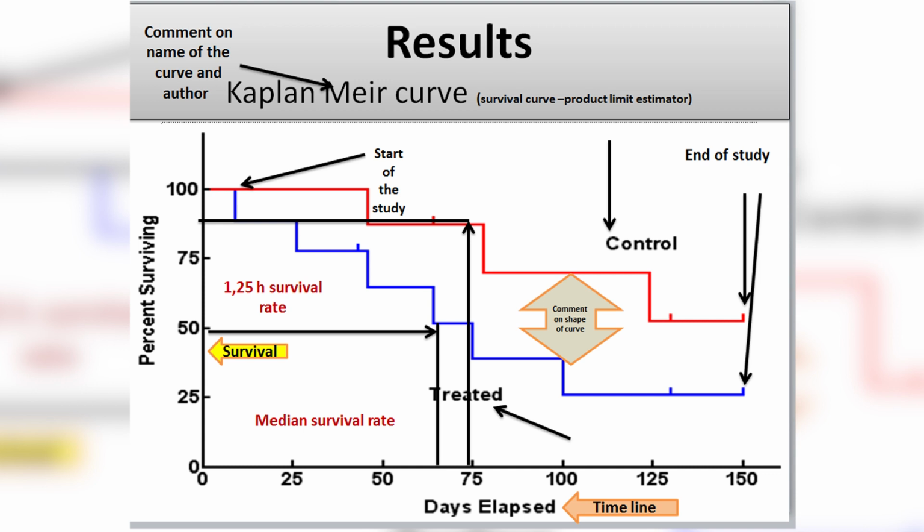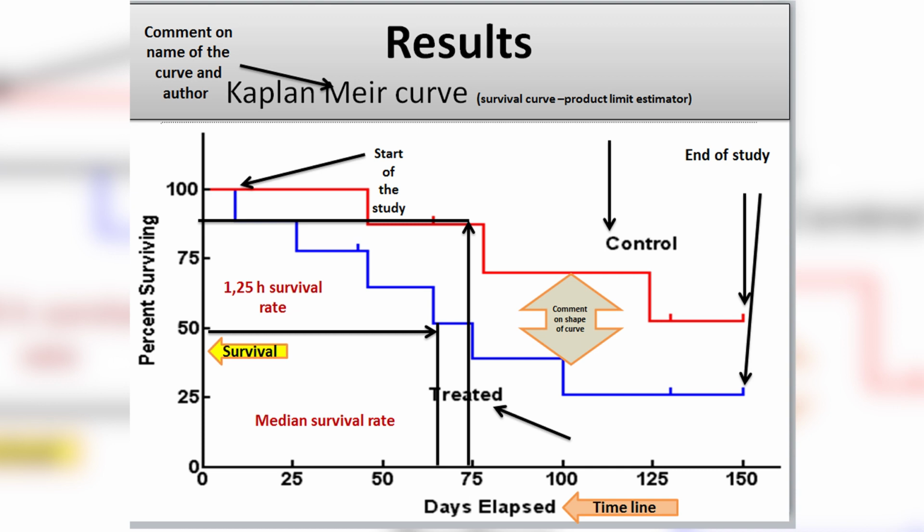Comment on the shape of the curve, step up or step down. Then we should calculate two things. This curve studies the relationship between the percentage of survival, or cumulative risk, or development of an outcome, and the time: day, month, week, years. We have two things to calculate.